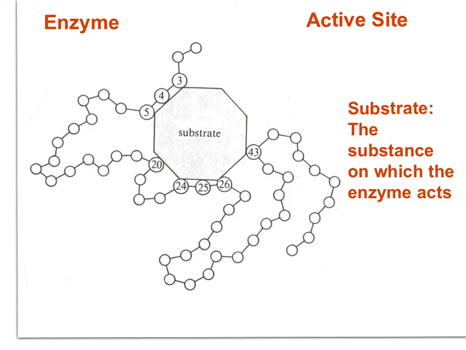Now, the complex shape of the active site results in certain amino acids with their unique R groups positioned in the active site, ready to bind the substrate. For example, if this substrate were a polar molecule, the R groups of these amino acids would also be polar. If the substrate were nonpolar, the R groups of these amino acids would be nonpolar. There is a strong specificity between the enzyme's active site and the substrate.